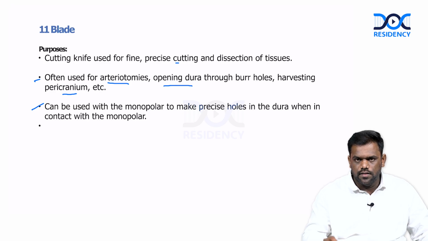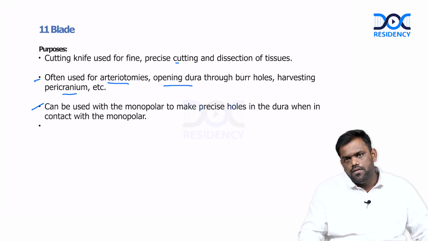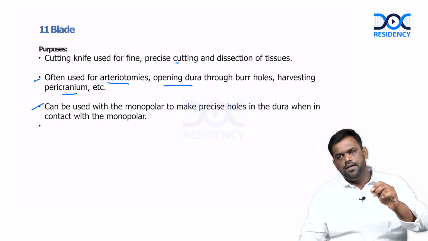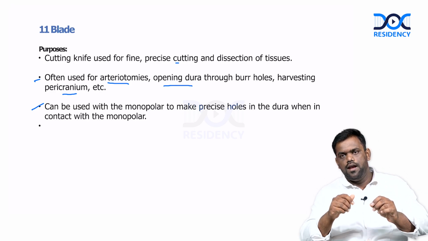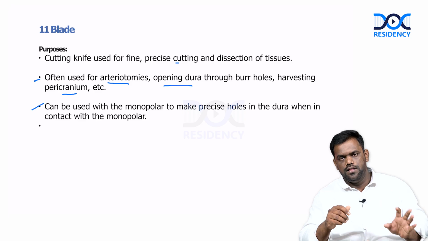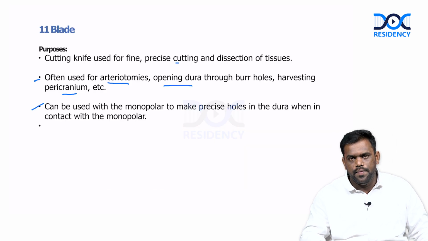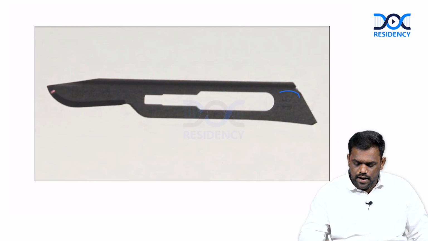When in contact with the monopolar, we can use this in one hand, and we can use the monopolar on the blade itself. It can give a precise incision in the dura. This is an 11 size blade and is used in precise cutting. We can use it for arteriotomies, opening the dura and pericranium and dissecting the pericranium, and it is also used with the monopolar. This is a 15 size blade.